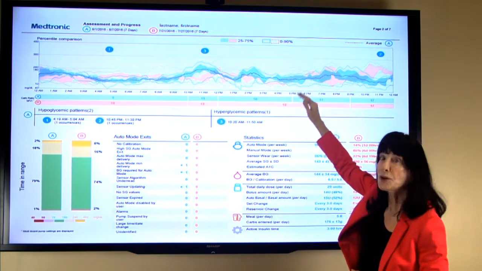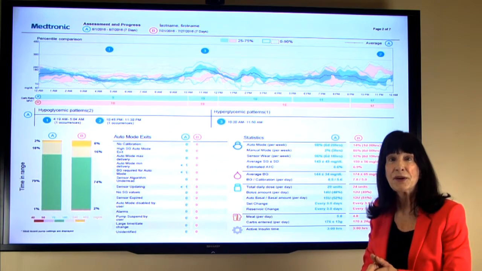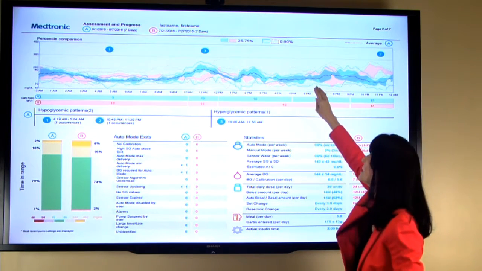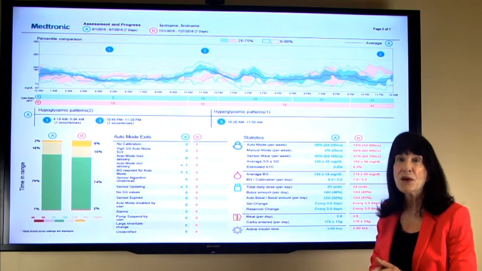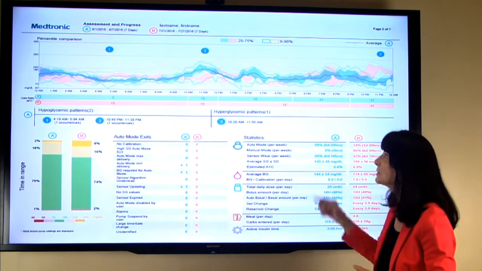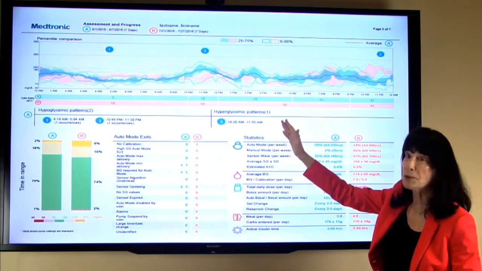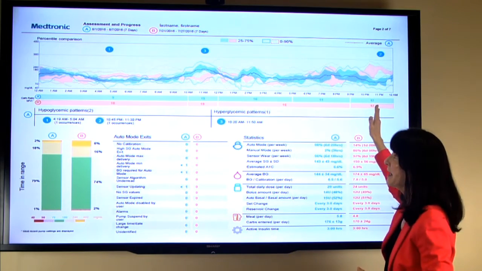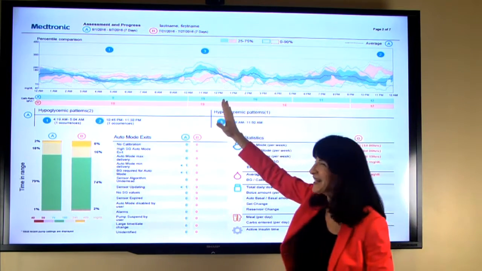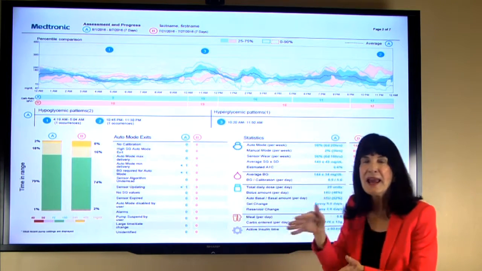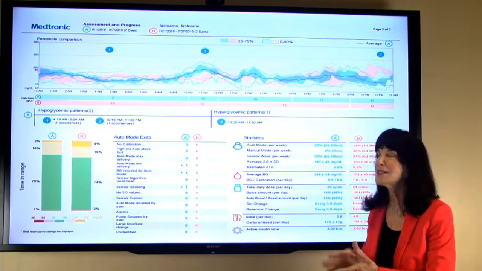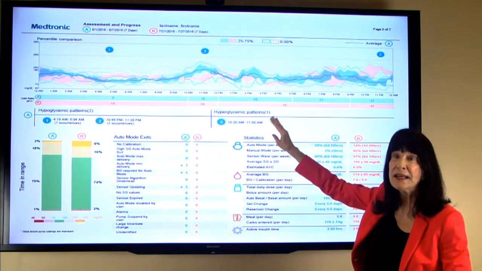So the interquartile range in the shaded area from the 25th to the 75th percentile, the median line, and then the 10th and 90th percentile with the colored line itself. You can see this report goes from midnight to midnight. And I think you can appreciate in this, for example, that the night time period has a narrowing of glycemic control as well as an improvement.